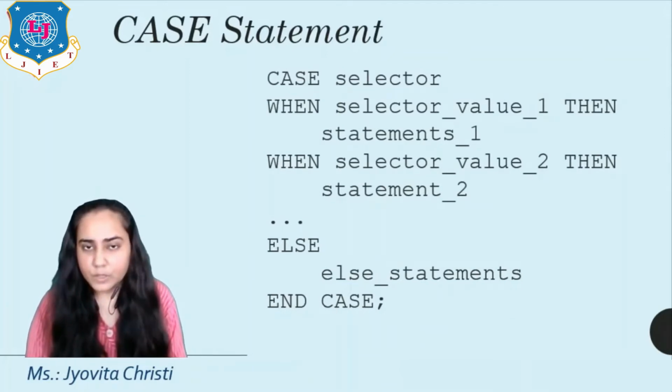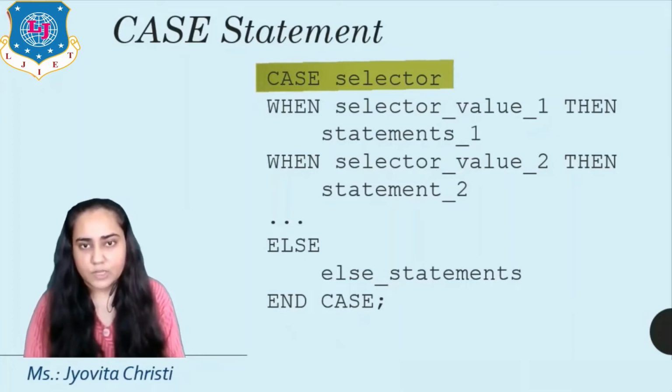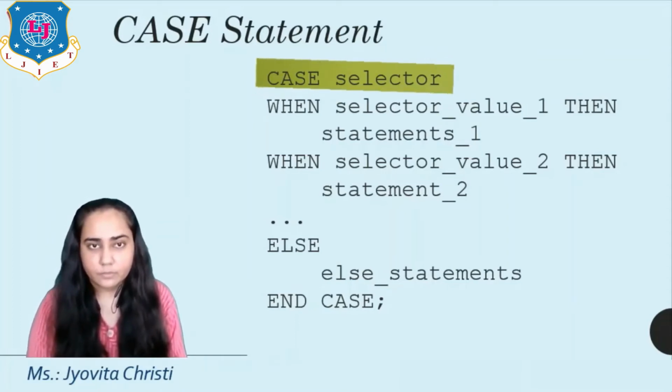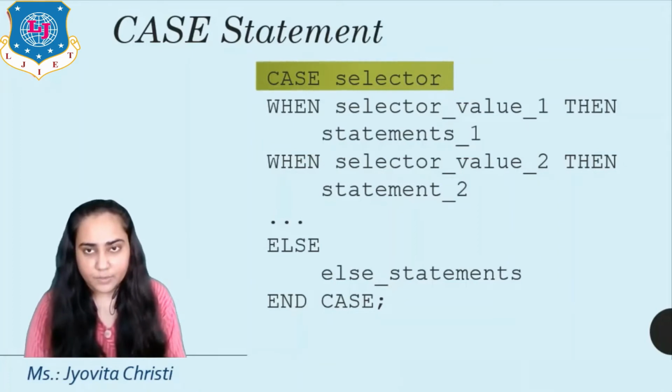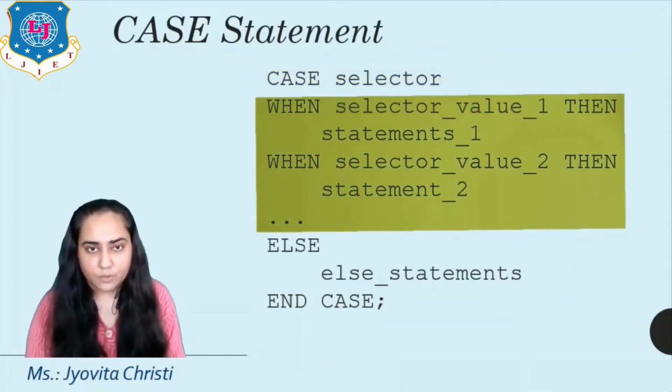Let's take a closer look at the syntax of the case statement. The selector is an expression which is evaluated once. The result of the selector is used to select one of the several alternatives. For example, selector value 1 and selector value 2. The selector values, that are selector value 1, selector value 2, etc.